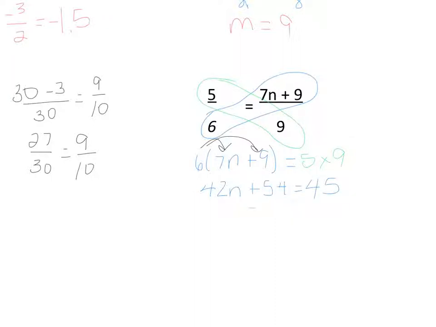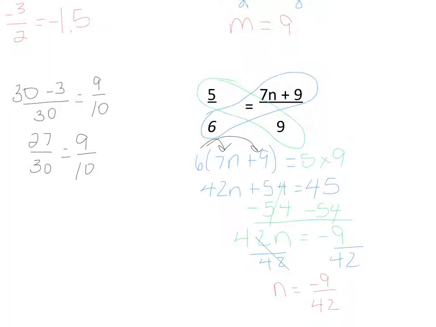Now we can solve our equation. Make your 0 pair with 54 by taking it away from both sides. And we get 42n is equal to negative 9. Come in and divide both sides by 42. And we get that n is equal to negative 9 over 42.